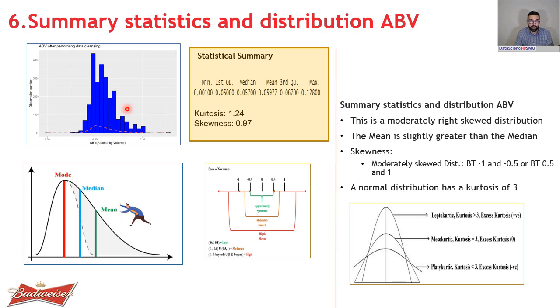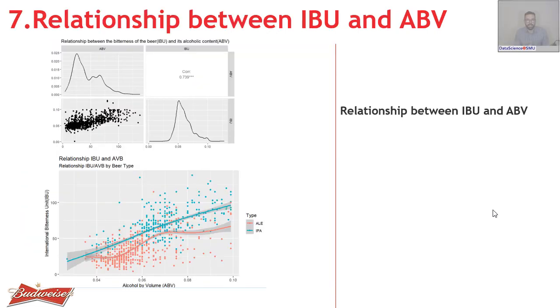According to the information we are presenting here, we can make the conclusion that the ABV variable has a right skew distribution. For one thing, the mean is greater than the median, and for the other, the skewness is between 0.5 and 1. And when all these conditions happen, this is evidence that we are in the presence of a right skew distribution.